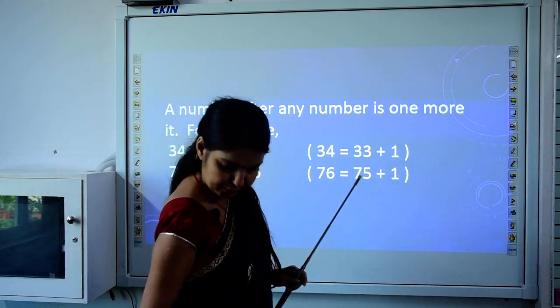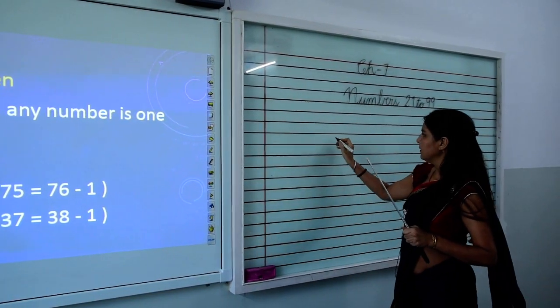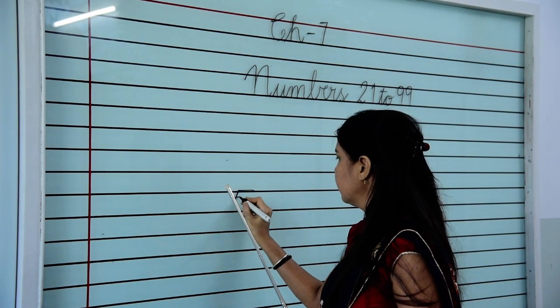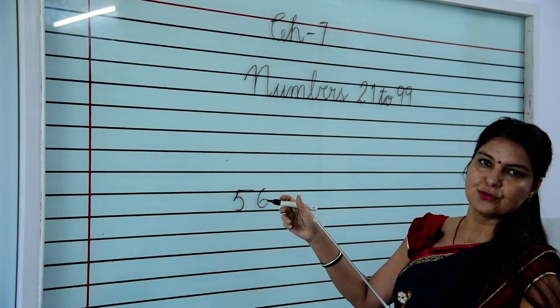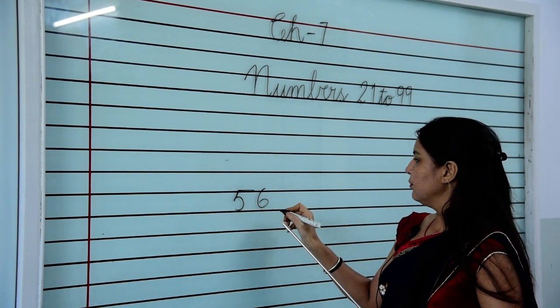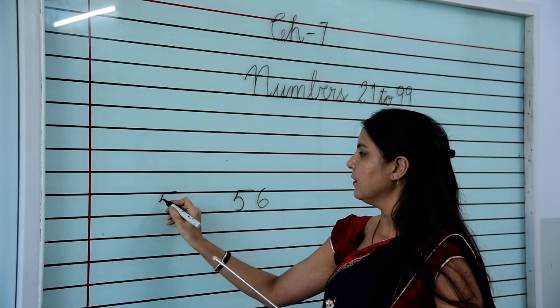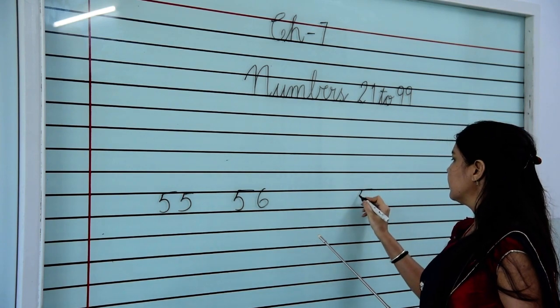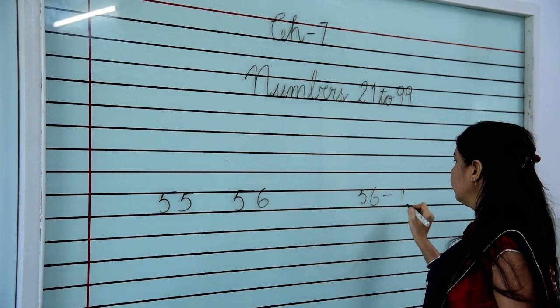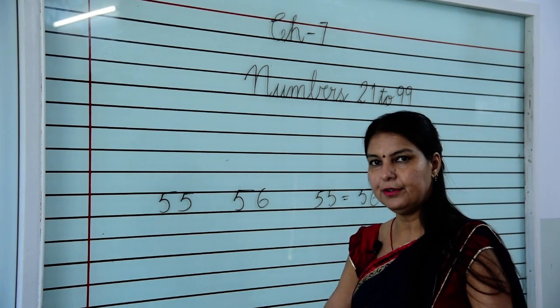Let's take one more example. Here I am writing 56. We have to find the before number of it. So we have to do 1 less than it. It will be 55. So 55 is 1 less than 56. Clear all of you?